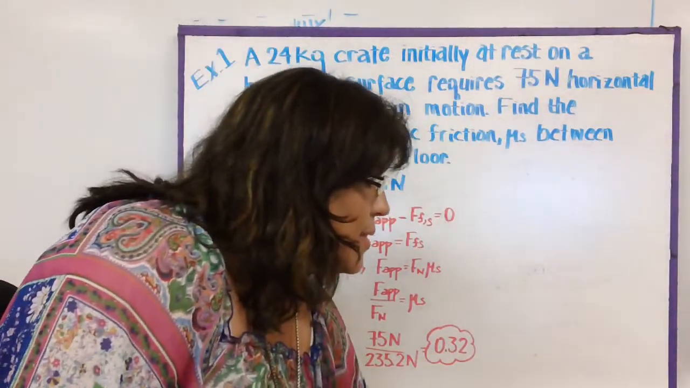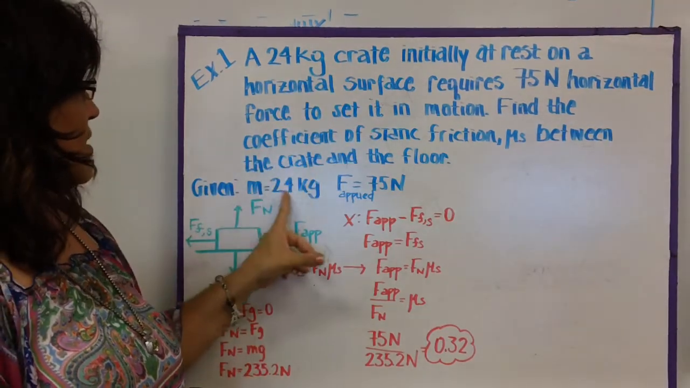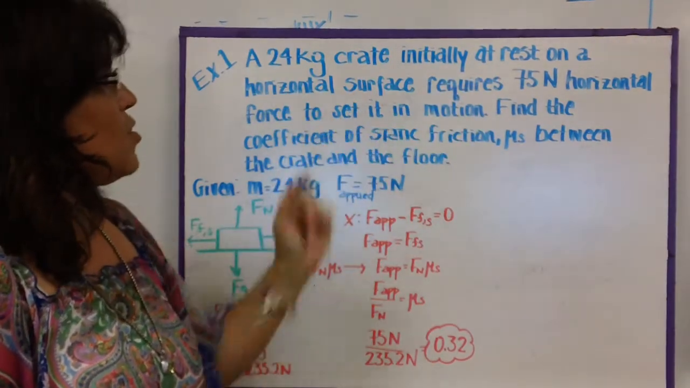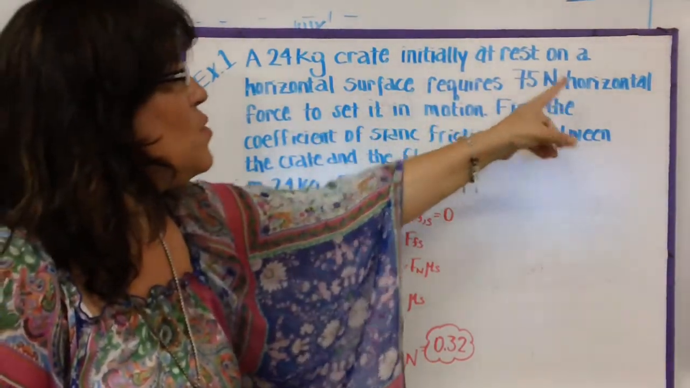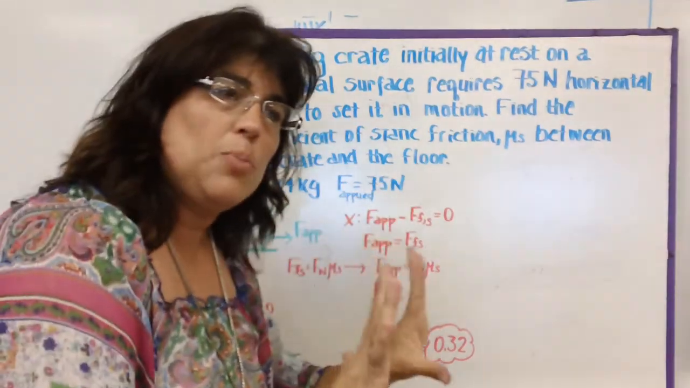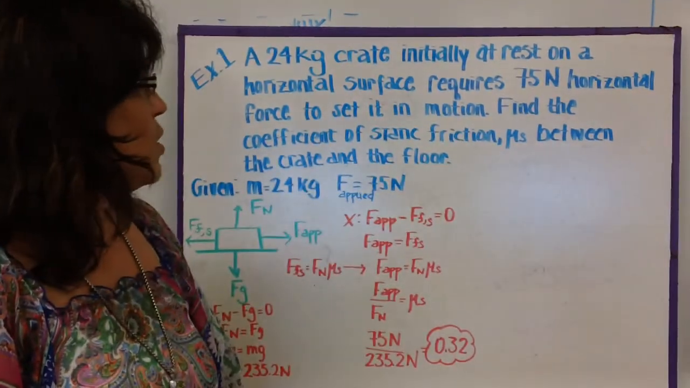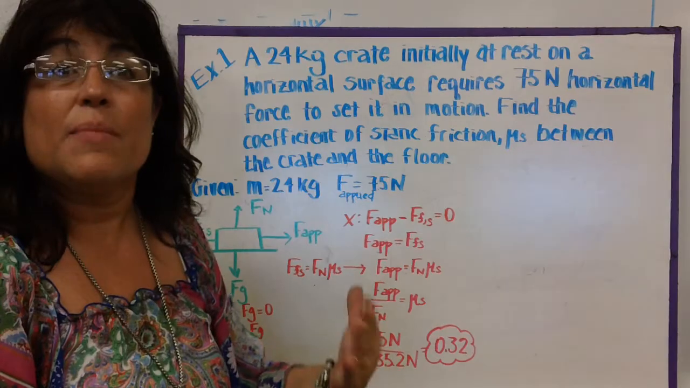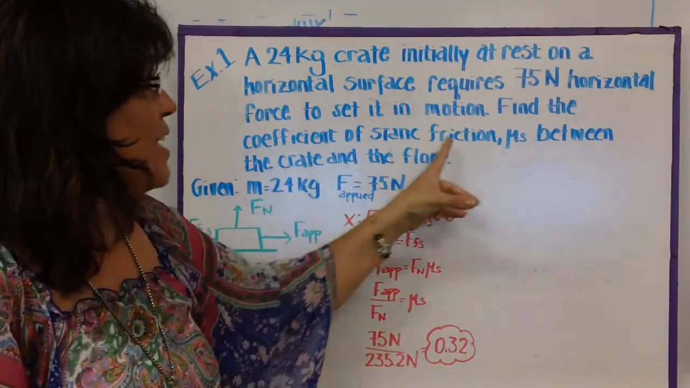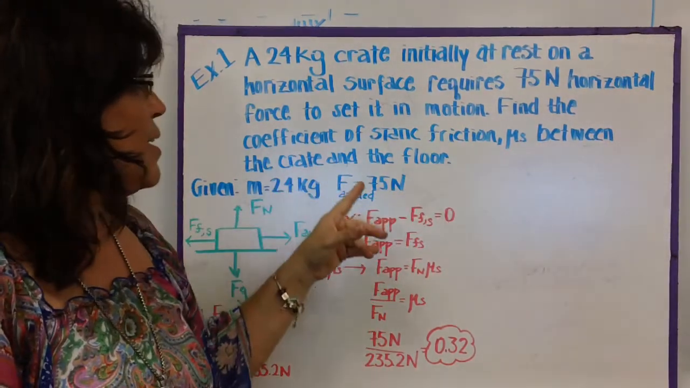Okay, so let's try an example here. We have a 24 kilogram crate, so our mass is 24, initially at rest on a horizontal surface. It requires 75 newtons of horizontal force to set it in motion. So we have this huge box and someone's pushing on it horizontally with 75 newtons of force to set it in motion. So we're talking about static; it hasn't yet moved. Find the coefficient of static friction, which is mu sub s, between the crate and the floor.